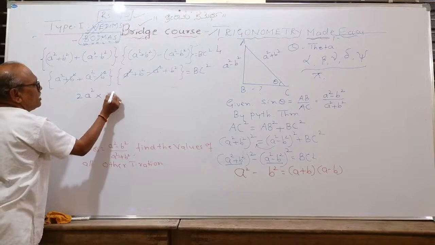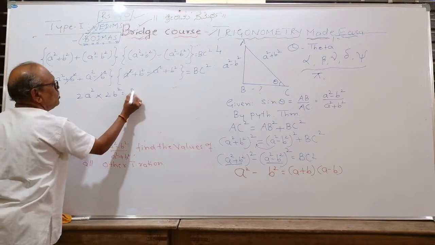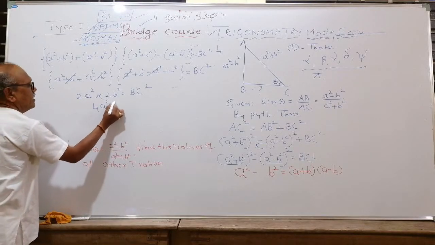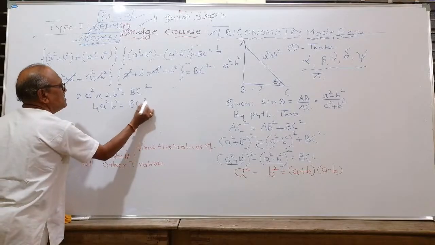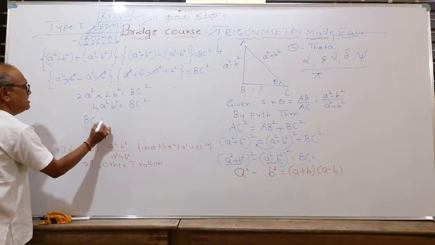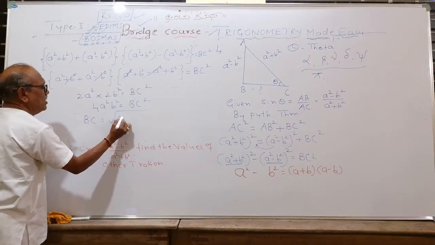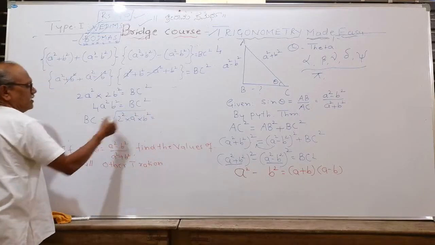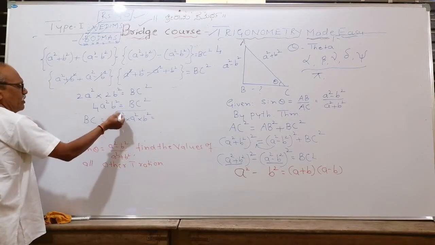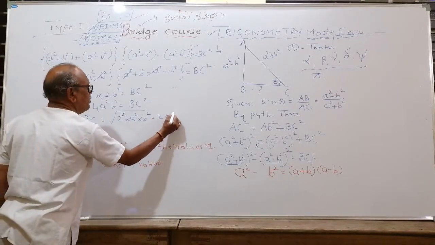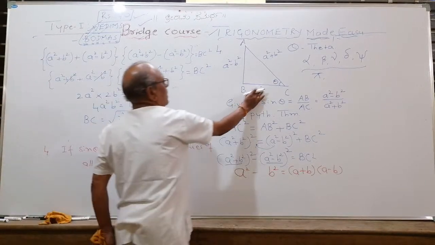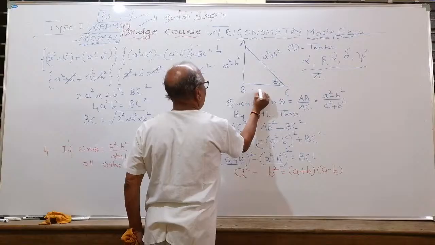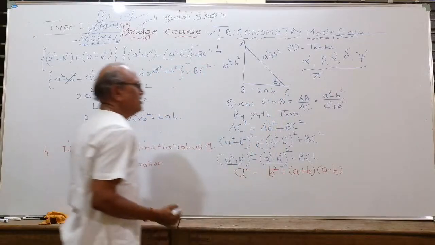B square plus B square becomes what? 2B square is equal to BC square. Now the things are clear. 2 2s are 4. A square B square is equal to what? BC square. Now what is BC? It is equal to root of 4, means 2 square into A square into B square. You know, the square root of a square number is the number itself. Is it not 2AB? You will get 2AB. Now you got BC as 2AB. That's all. Then you have to write all the other trigonometric ratios.